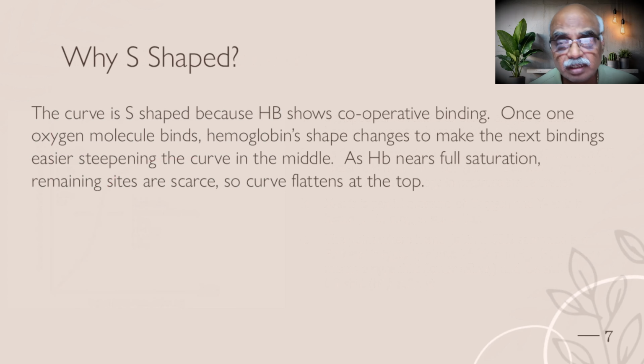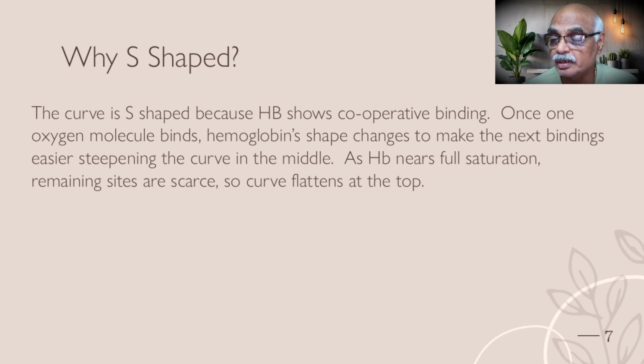Why is the oxygen dissociation curve S-shaped? I have already told you about it. I am just repeating it again in order to reinforce the concept. The curve is S-shaped because hemoglobin shows cooperative binding. How does it happen? When one oxygen molecule binds to the hemoglobin, the shape of the hemoglobin changes in order to make the other bindings that much easier. So the curve starts to increase steeply.